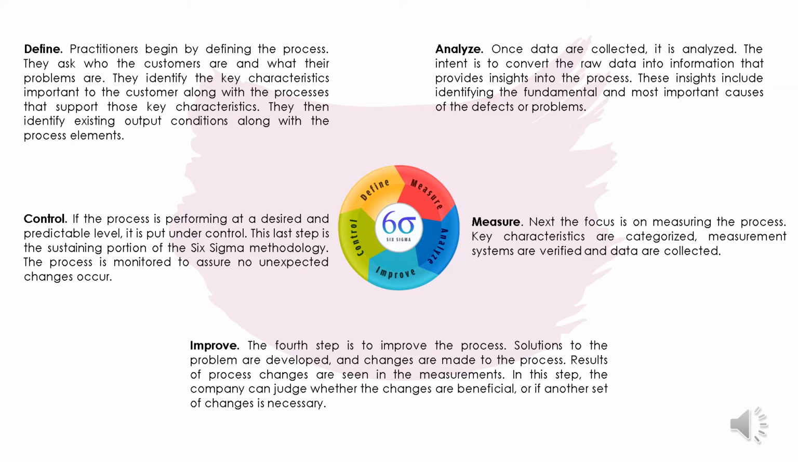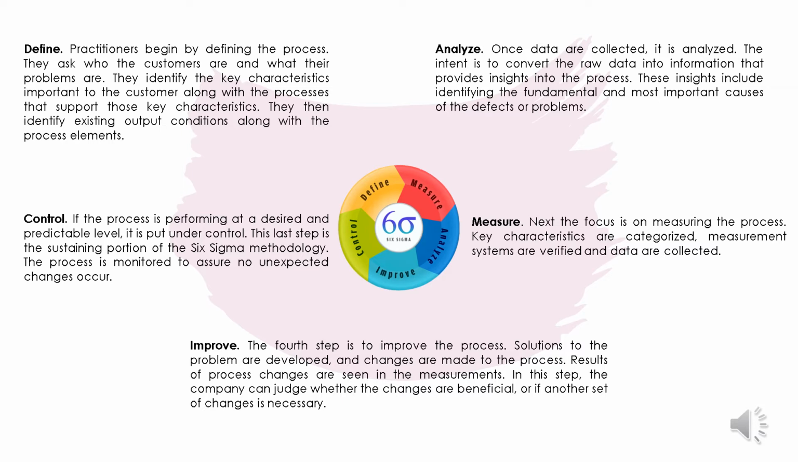Number 2. Control. If the process is performing at the desired and predicted level, it is put under control. This last step is the sustaining portion of the Six Sigma methodology. The process is monitored to ensure no unexpected change occurs.